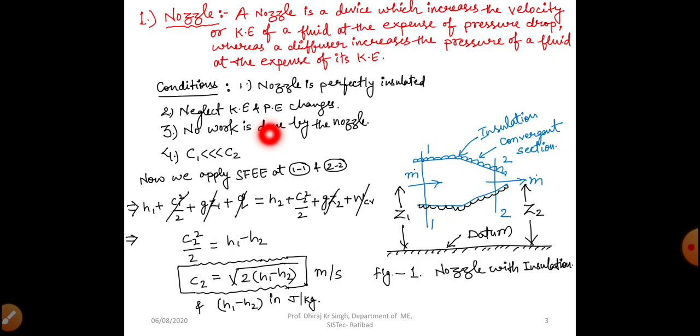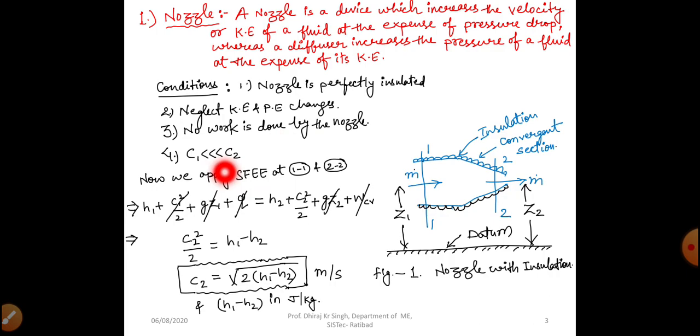Here are the conditions. The nozzle is perfectly insulated. In the outer periphery of the nozzle you can see insulation, and insulation means heat transfer is zero. This is a basic assumption for the nozzle. We are neglecting the kinetic energy and potential energy changes because these changes are very small, so that's why we are neglecting them. No work is done by the nozzle. This is true because fluid is coming in and fluid is going out; the fluid is not working anywhere. That's why there is no work done by the system or by the nozzle, so we have taken work done equal to 0.